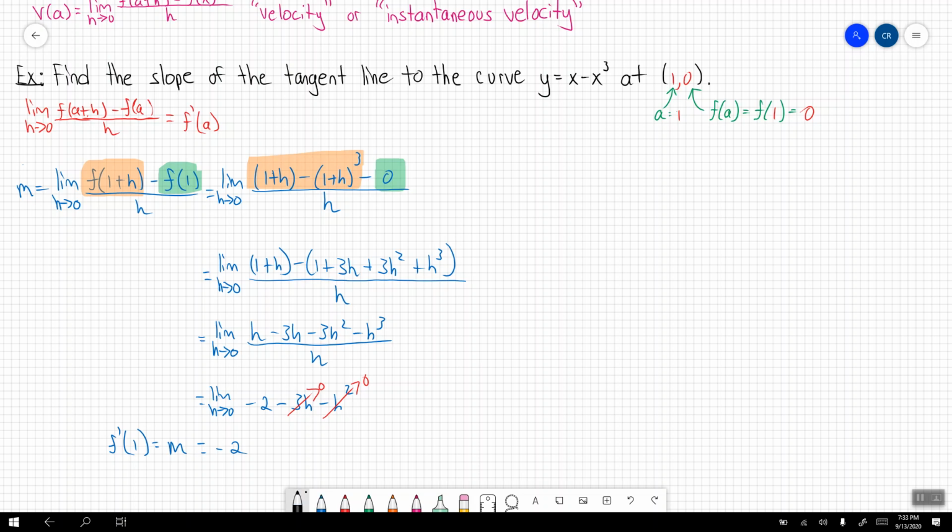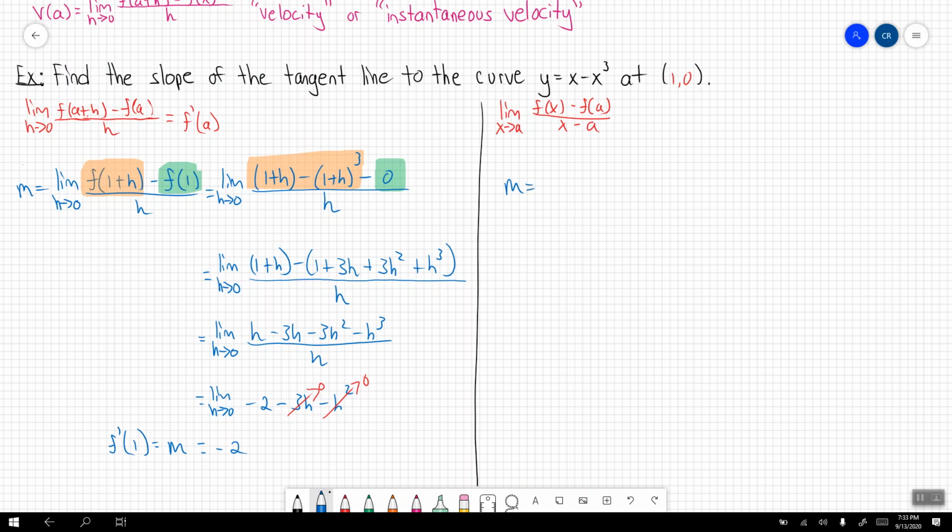Now, let's see what happens if we use the other method. So, using the other method, in here, I'm going to be using the limit as x is approaching a for the function f of x minus f at a, all divided by x minus a. So let's use that function.